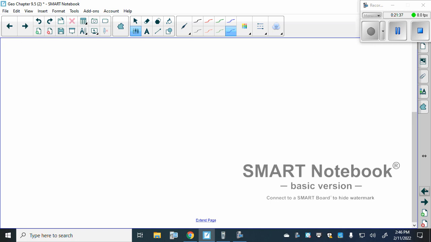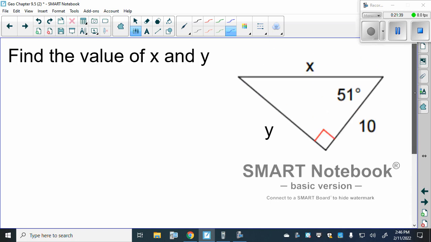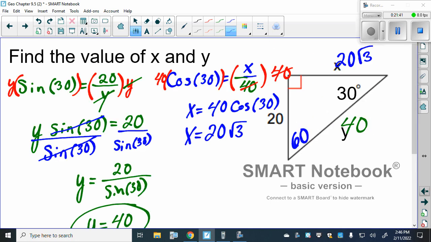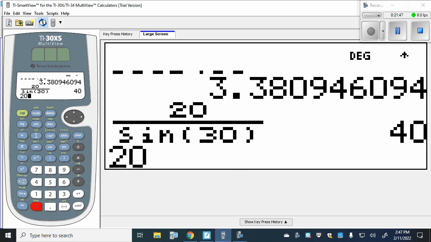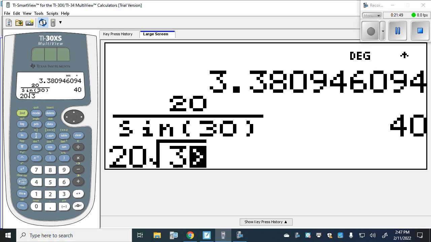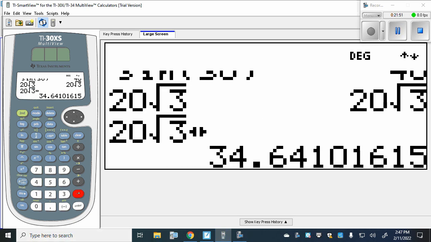Okay. Yes, sir. It is not actually, because if we look at it here, 20 square root of 3, if we look at it as a decimal, it's 34.64. So it actually is less than 40, and it is greater than 20. So it fits right there in the middle, since it's opposite the middle angle. Any other questions?